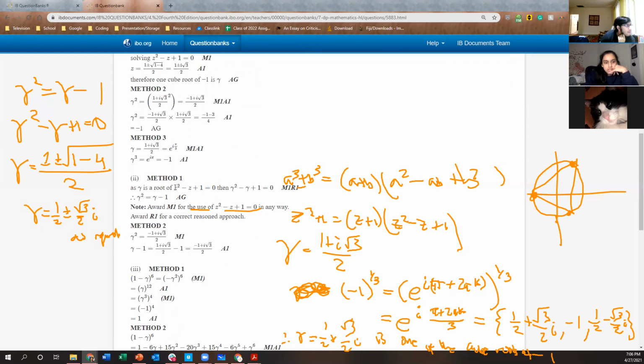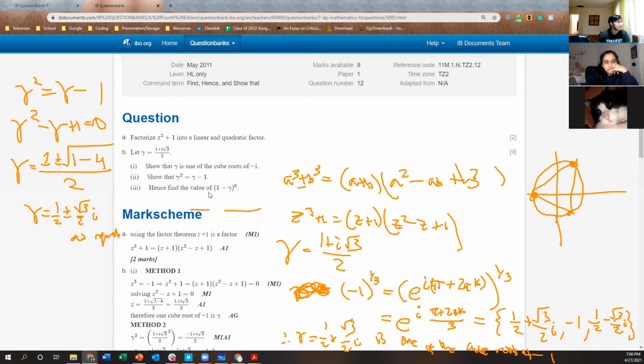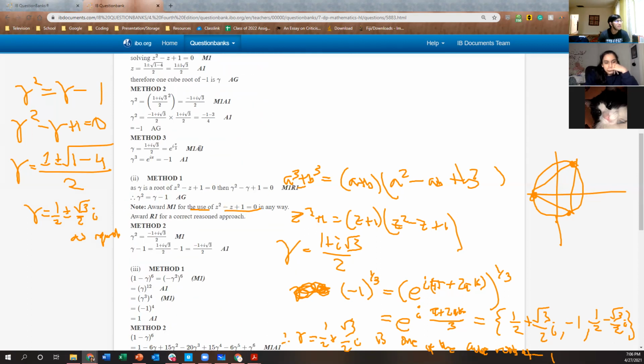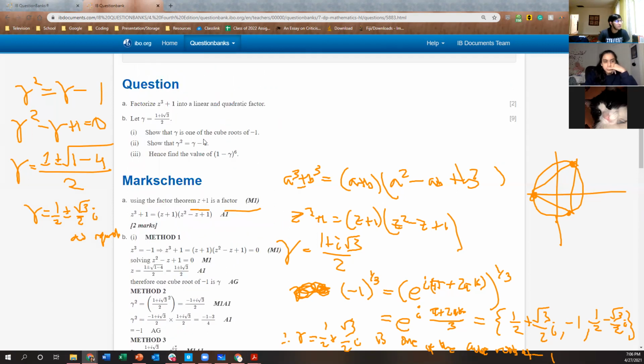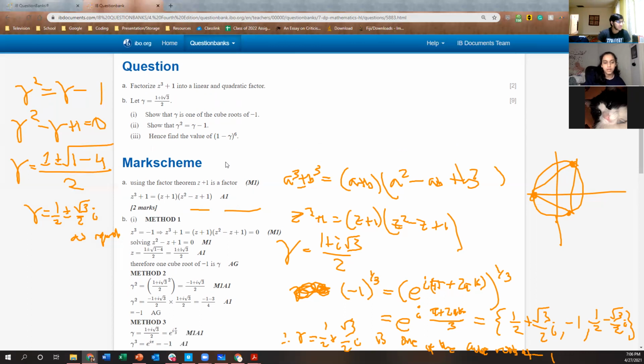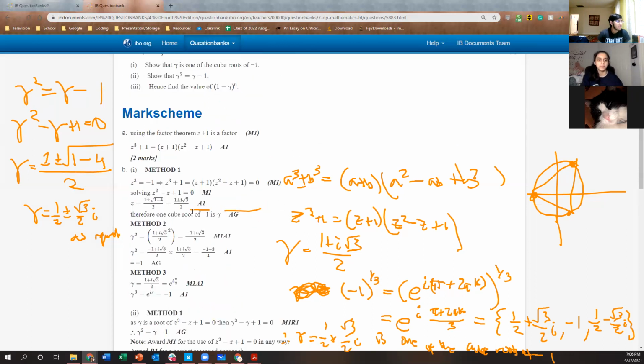However, we didn't use z squared minus z plus 1. How do we know that z squared minus z plus 1 equals 0? I think it's because I erased it. We would have seen that when we factored z cubed plus 1: it was z plus 1 times z squared minus z plus 1. If we set that equal to 0, you would immediately know that gamma has to be one of those roots. Okay, yeah, not bad.